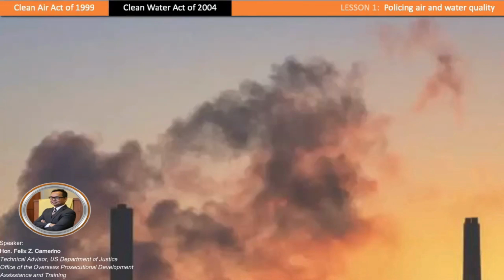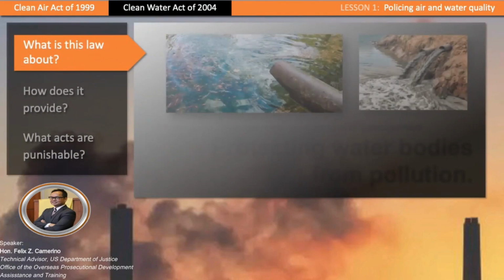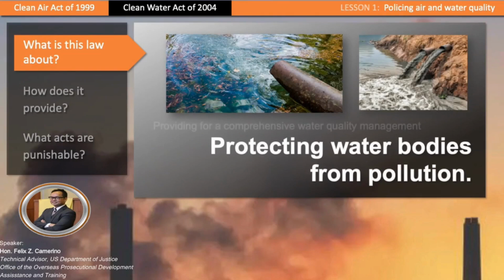All right, so now let's talk about the Clean Water Act. So what is this law all about? Okay. In essence, it is about protecting water bodies from pollution. So it's not too different from the Clean Air Act. The law also provides for a comprehensive water quality management. And of course, that's in its objective of protecting water bodies from pollution.